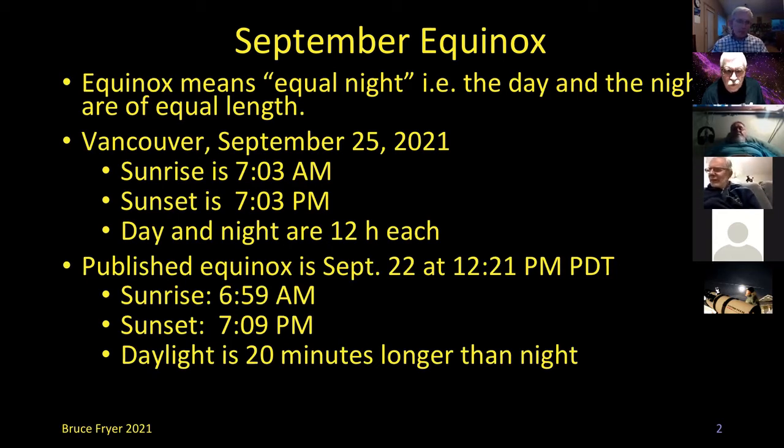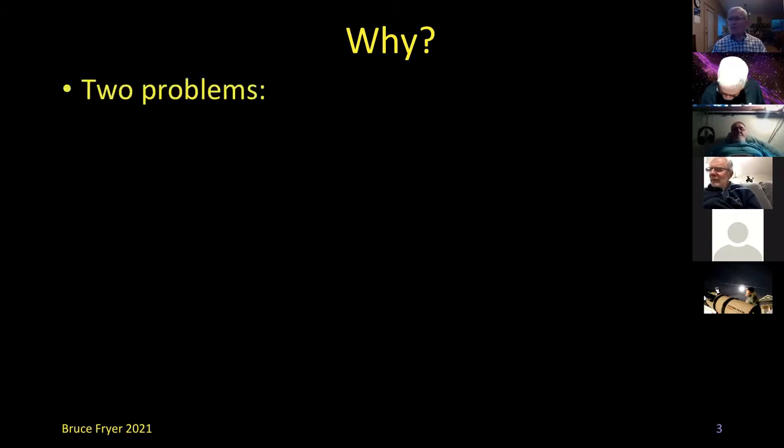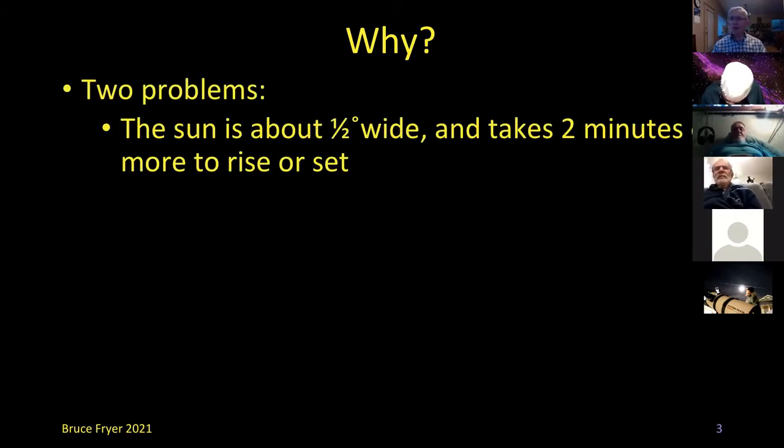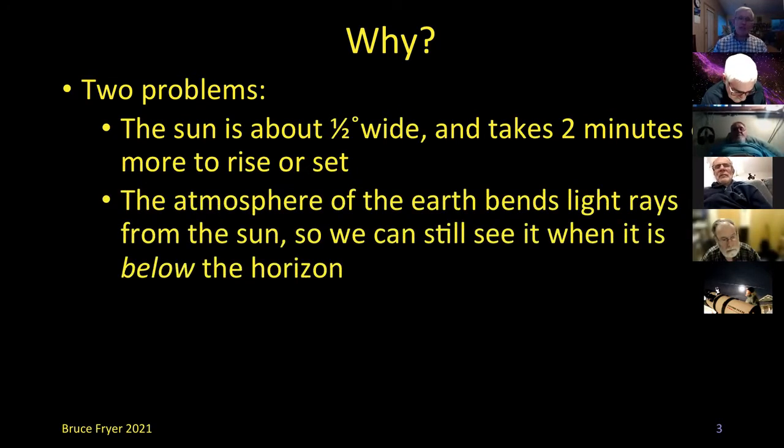So what's the problem? Well, basically, there are two problems. Number one is that the sun is about half a degree wide and takes a couple of minutes or more to rise or set. So if you thought of equal day and equal night, you'd say, well, when half the sun is up, that's the start of the day, and when half the sun is set, that's the night. But of course, that's not the way it works. And the other thing is that the atmosphere of the Earth bends the light rays from the sun so that we can still see it when it is below the horizon.